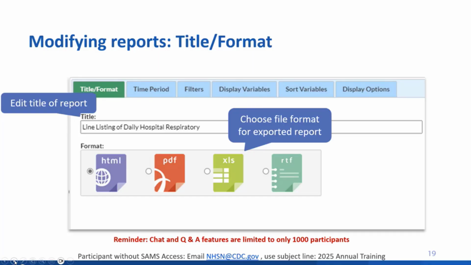As you can see on the tab Title/Format, highlighted in green, you may customize your report by changing the title of the report, which will be the file name if you choose to save it. You may also choose from four different file format options to export your data.